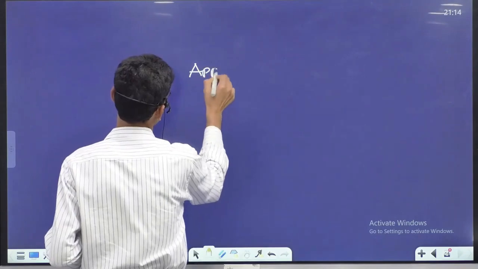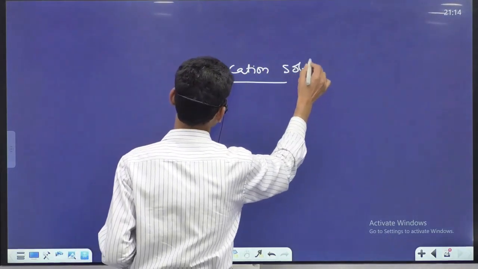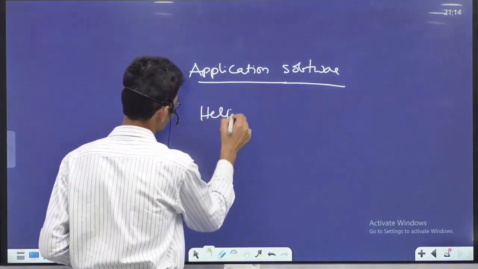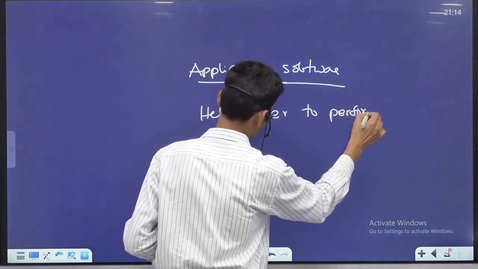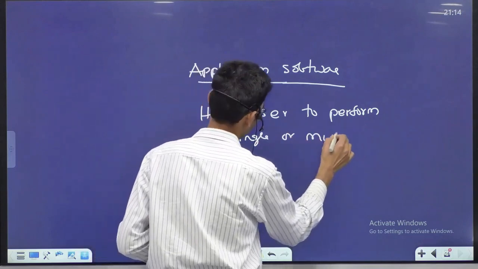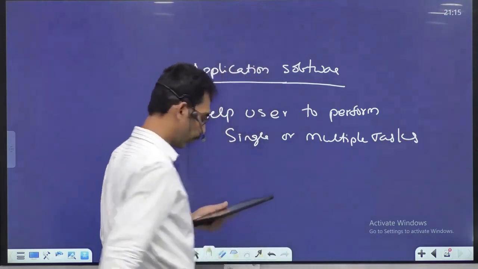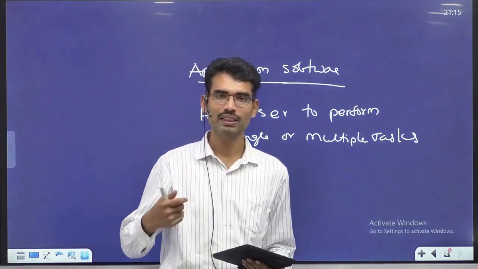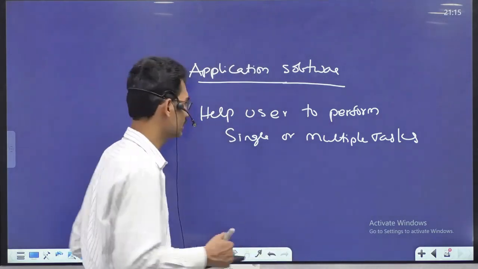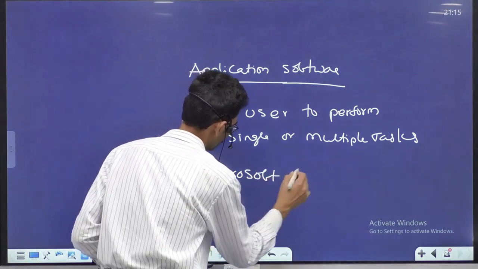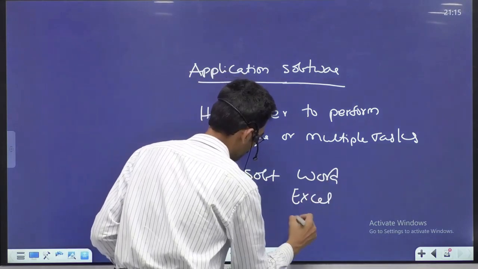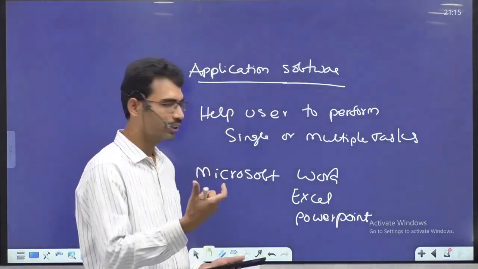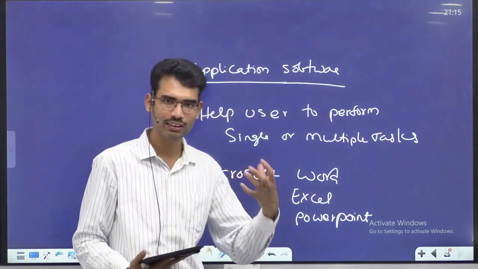Next one, application software. Application software helps the user to perform a single task or multiple tasks. For example, the operating system Windows. When we have the Windows operating system, it may also come with some basic application softwares. The best example is Microsoft Word, Microsoft Excel spreadsheet, PowerPoint. Likewise, we find so many applications in our operating system. And we can add new software also, based on a different type of application.